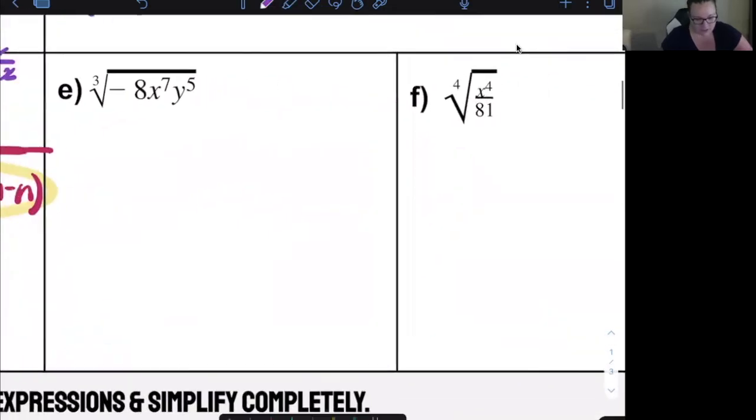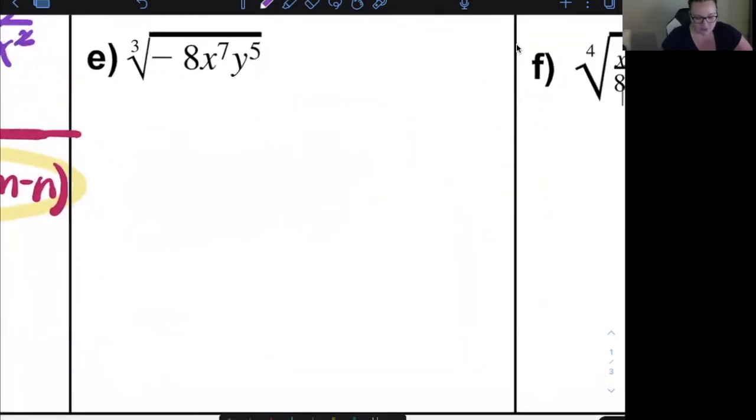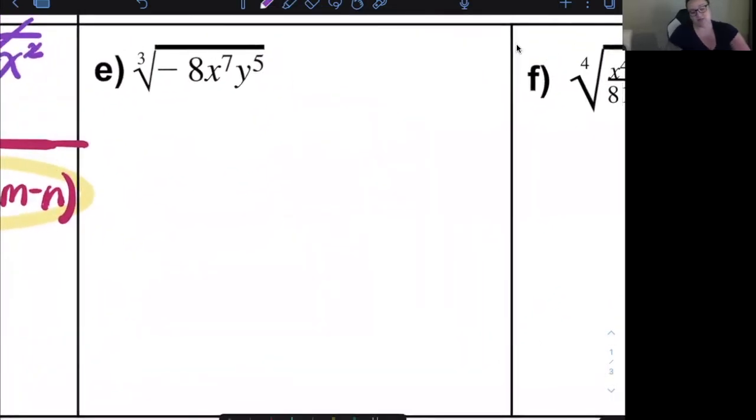All right, go ahead and do part E on your own. You're taking the cubed root of -8, x to the 7th, y to the 5th. Go ahead and give it a shot and see what you get.